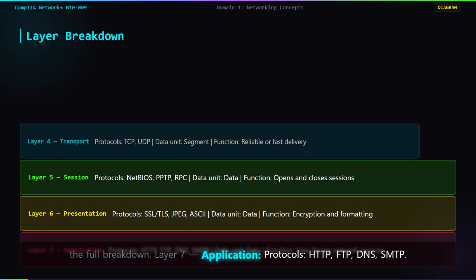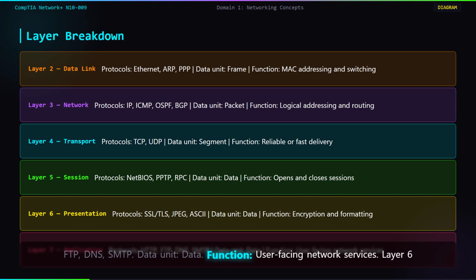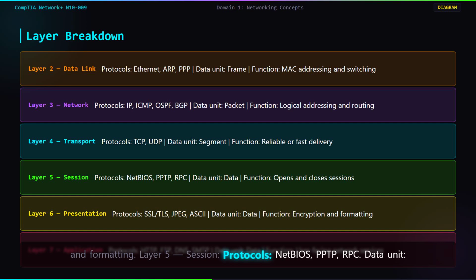Layer 7, application. Protocols: HTTP, FTP, DNS, SMTP. Data unit: data. Function: user-facing network services. Layer 6, presentation. Protocols: SSL, TLS, JPEG, ASCII. Data unit: data. Function: encryption and formatting. Layer 5, session. Protocols: NetBIOS, PPTP, RPC. Data unit: data. Function: opens and closes sessions.